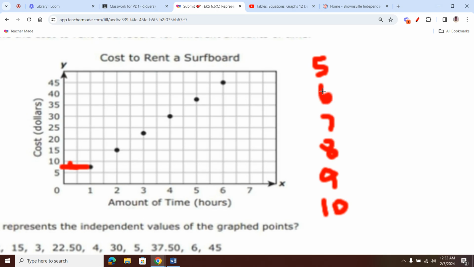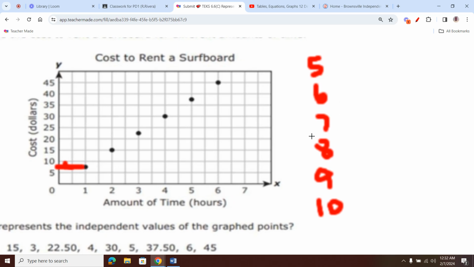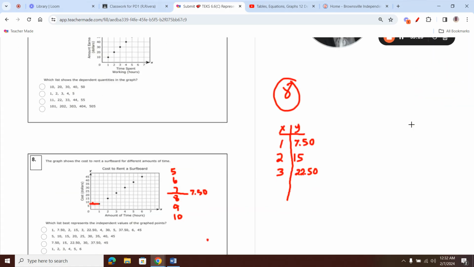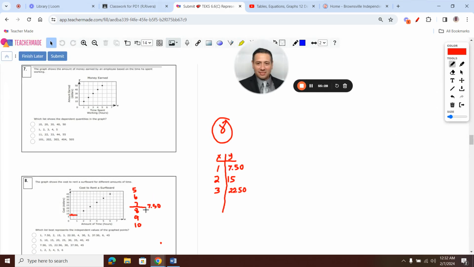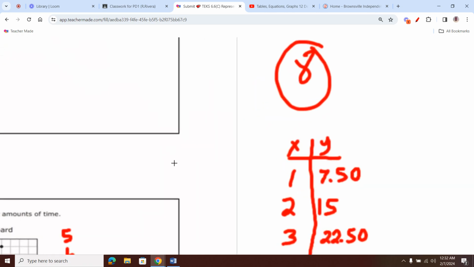But since we want the between, and it's right smack in the middle, I know that it will be right here. So what's between 7 and 8? 7.50. Okay? So that's why I knew a 7.50. Same thing with the 22.50.